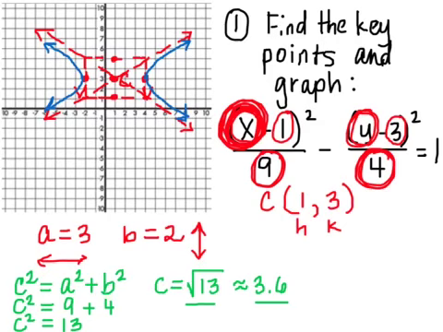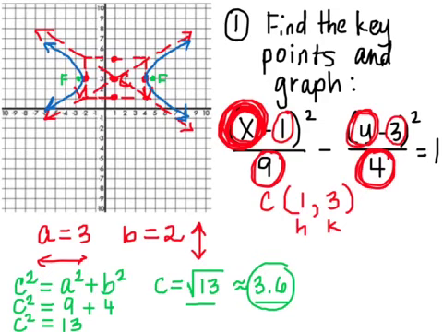I like to use the rounded off version to help me graph where the foci are going to be. I'm going to count 3.6 units from the center, and it's always in the direction of the vertices. So the vertices are sideways this time, so our foci will also be sideways, and you're going to count 3.6 in either direction. So I've drawn the foci in green going 3.6 in either direction from the center.